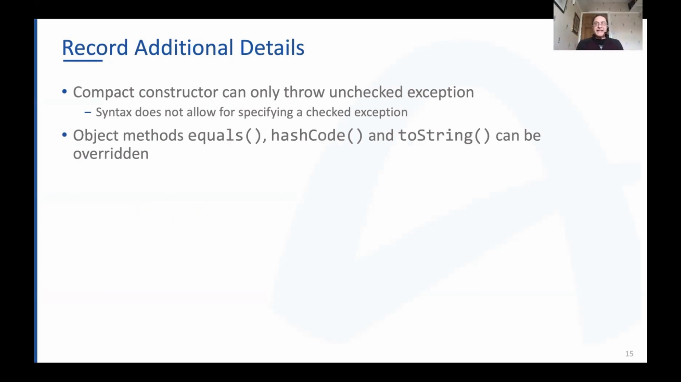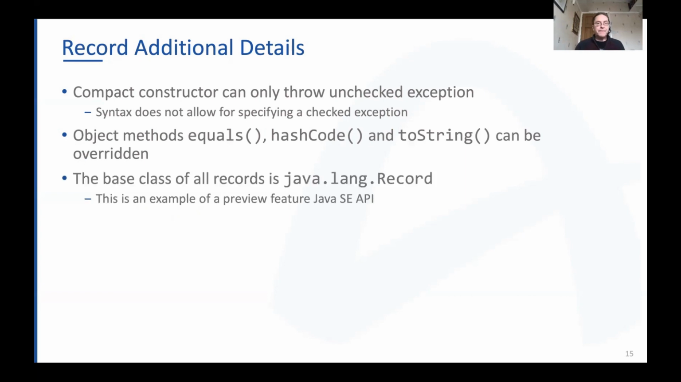In terms of the standard methods that you have with the object, equals, hashCode, and toString, you can override those within a record. So there's no problem with doing that. You can actually override them and everything will work exactly the way that you expect it to. The base class of all records is java.lang.Record. So that's a new class that's been introduced. And this is also a preview feature.